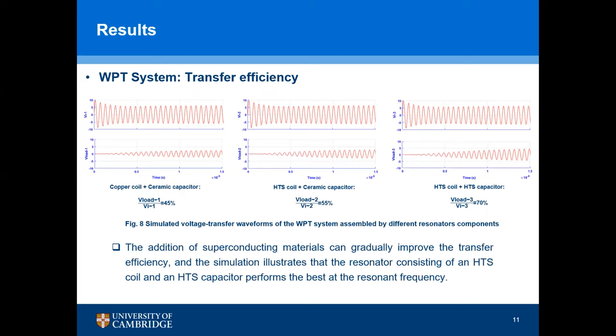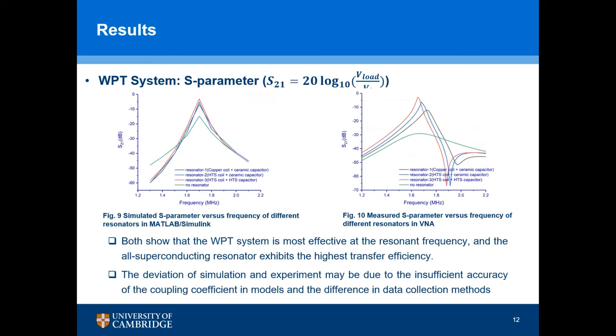That is to say, the addition of superconducting materials can gradually improve the transfer efficiency. And the resonator consisting of a superconducting coil and a superconducting capacitor performs best after resonant frequency. Furthermore, we plotted the transfer function expressed as a scattering parameter, namely the S parameter, which describes the input and output relationship between ports in an electrical system.